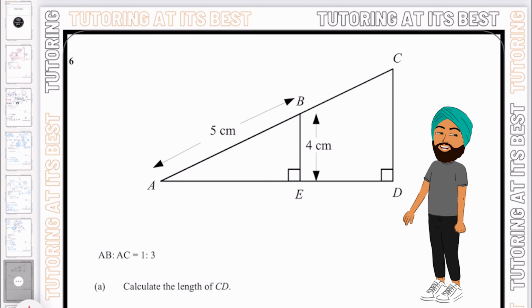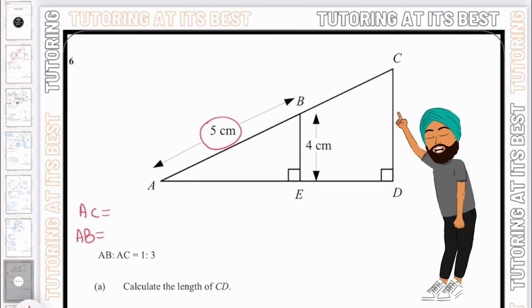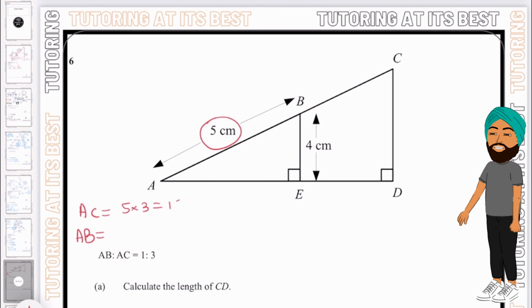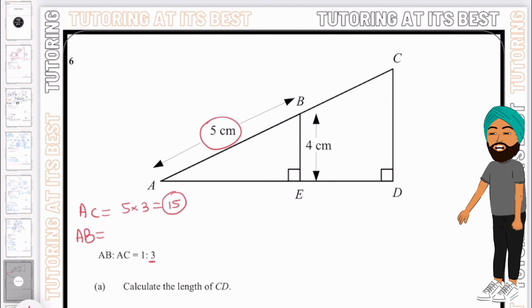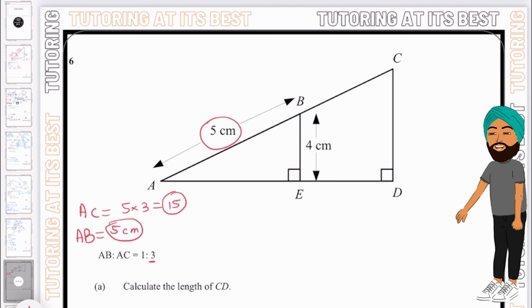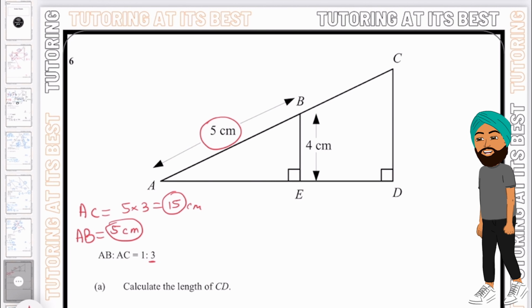Now the first thing I'm going to do is take my AC and understand that we're going to have 5, which is your A to B, and we're going to times that by 3. So 5 times 3 is 15. And the reason I'm doing this is because it's 3 times more than A to B. So now we know that A to C is 15 centimeters, while A to B is 5 centimeters.